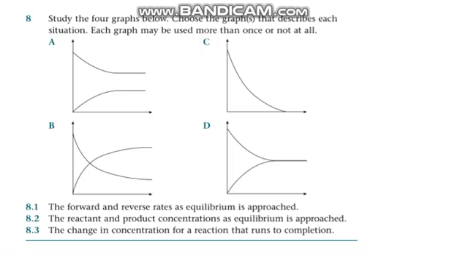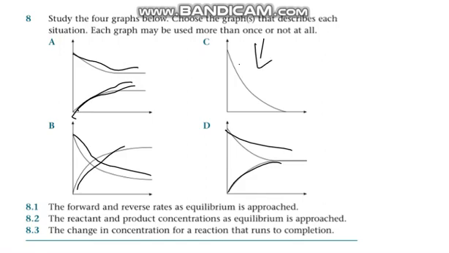The reason why is because they say the reverse and the forward. So this would be our reverse graph, and this would be our forward graph. Here, this would be our forward graph and our reverse graph. So you can see, as for C, there's no forward or reverse graph, it's just one line. So you're going to select A, B, and D for question 8.1. Let's look at the next one.